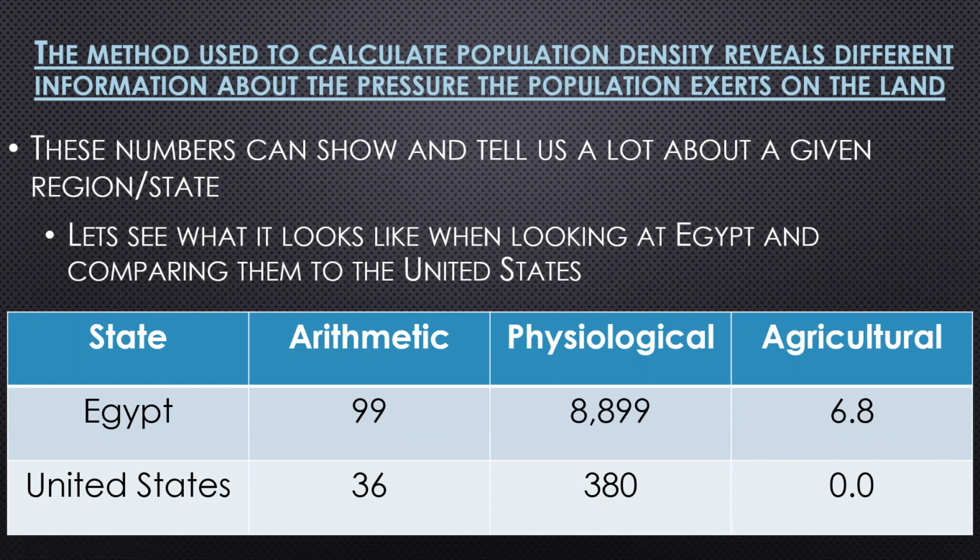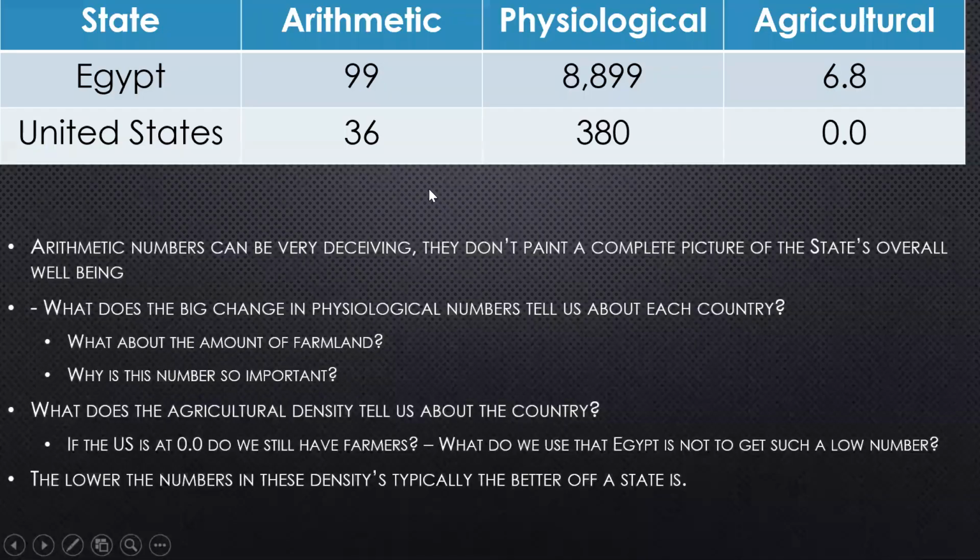All right. So again, arithmetic won't say much. Physiological will tell us how much stress a country is putting on their land, and agricultural density tells us how advanced a country might be. They tell us a lot, and it's important to look at them not individually, but entirely, and between two countries. I mean, we could look at Egypt and the United States as an example, right?